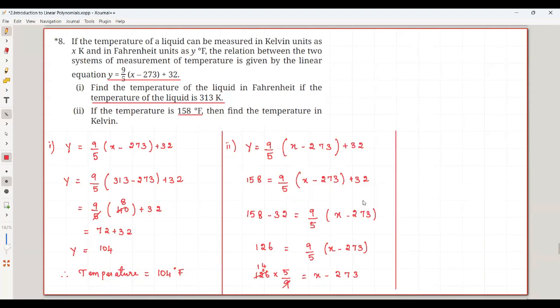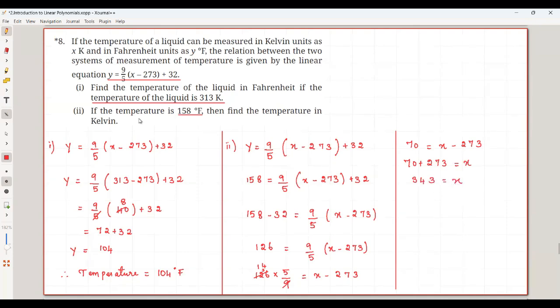So 14 5s are 70, which is equal to X minus 273. Now just take minus 273 to this side. So it will become 70 plus 273 is equal to X value. X is equal to 343. Okay, X is equal to 343 is the answer.